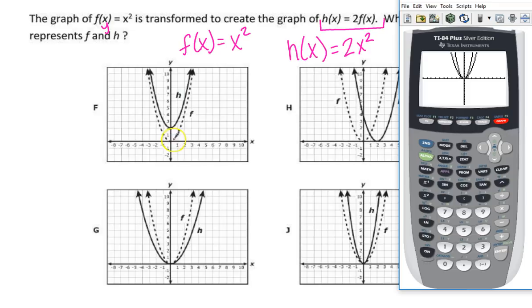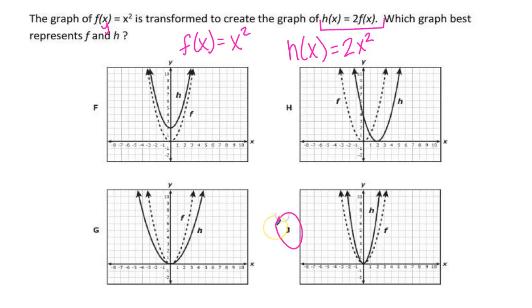Did the graph shift up? No. Automatically f's wrong. Did the graph move to the right? No. Automatically h is wrong. So on G or J, so F's the same on both of these. G says that h got wider. J is saying that h got smaller. And what happened? This was our f of x line, and then this is h of x. It got smaller, right? It got narrower. So my correct answer is just J. And all I had to do is graph and look in the calculator. Okay? Graph and look in the calculator.